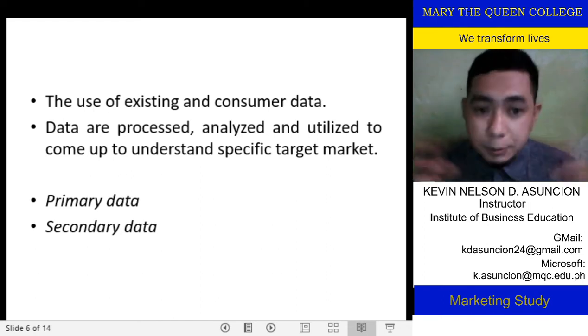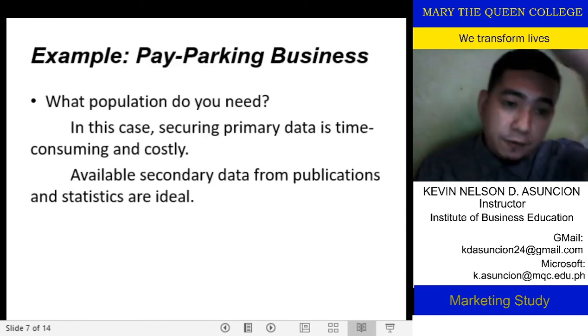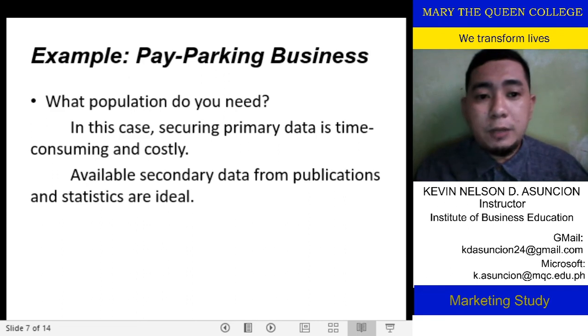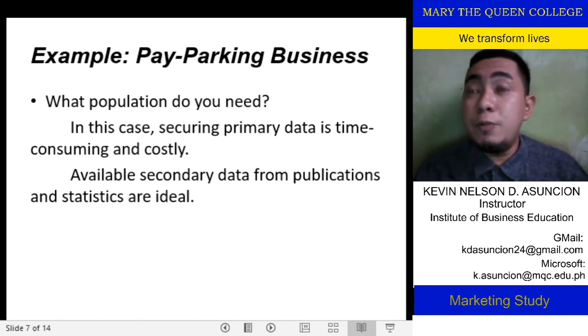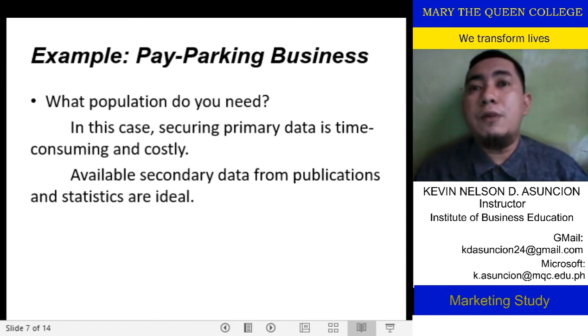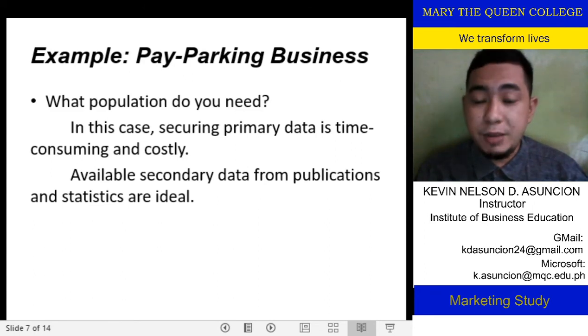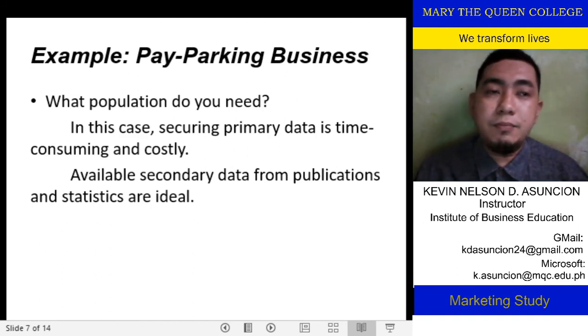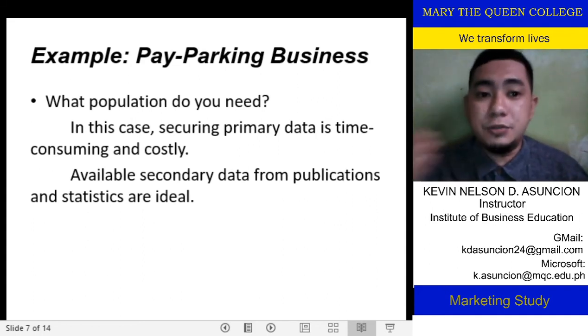Okay? So, let's process that. First, let's talk about this example, a pay parking business. The first question is, what population do you need? Ano yung population na kailangan mong malaman? In your research and daily life, there's what we call our population or target respondents. Halimbawa, ang research mo ay tungkol sa mga behavior ng mga estudyante. Anong dahilan bakit sila nag-enroll sa isang eskwelahan? So, your population ay yung mga estudyante.